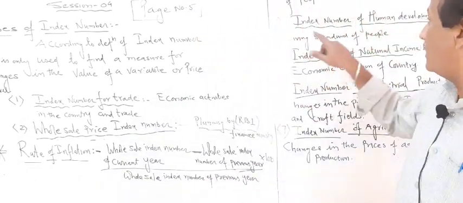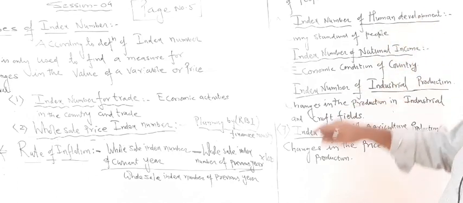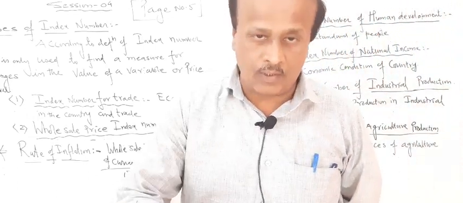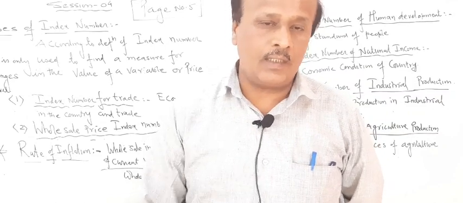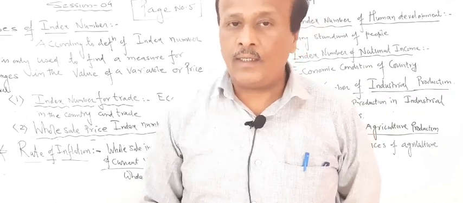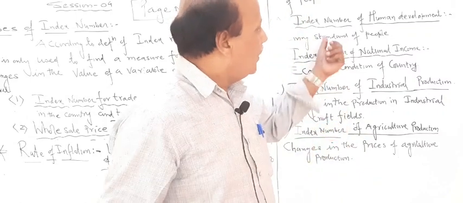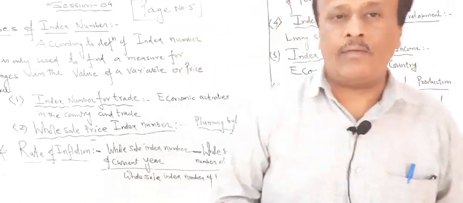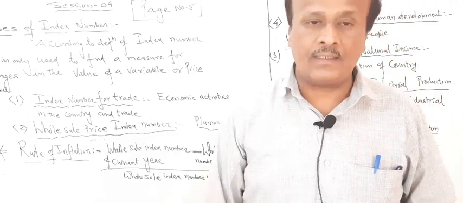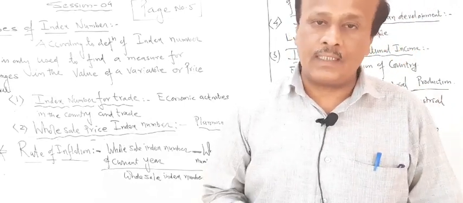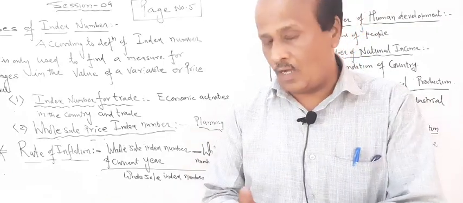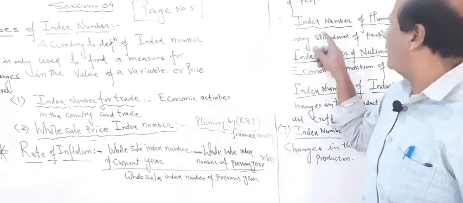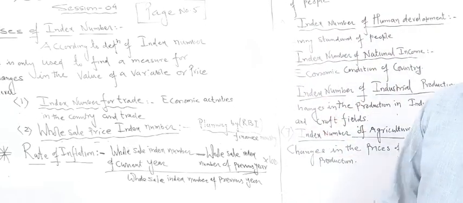Now the fourth one is the index number of human development. The living standard of the people of a particular society, state or area can be calculated by the index number of human development. Whether poverty increases or decreases, or the poverty existing in a particular caste or community, can be easily known by the index number of human development.